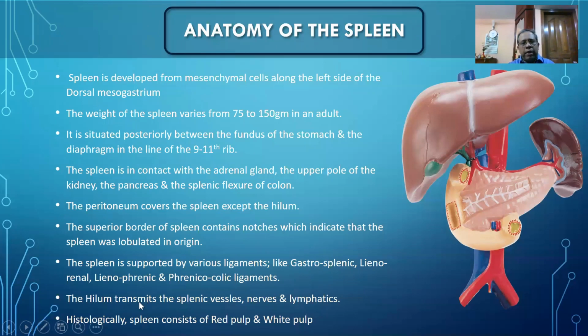The hilum transmits the splenic vessels, nerves, and lymphatics. For that reason, the hilum is devoid of peritoneum, because if it were covered with peritoneum, it would not be possible for all the vessels and nerves to pass through it to supply the spleen. Histologically, the spleen consists of red pulp and white pulp.